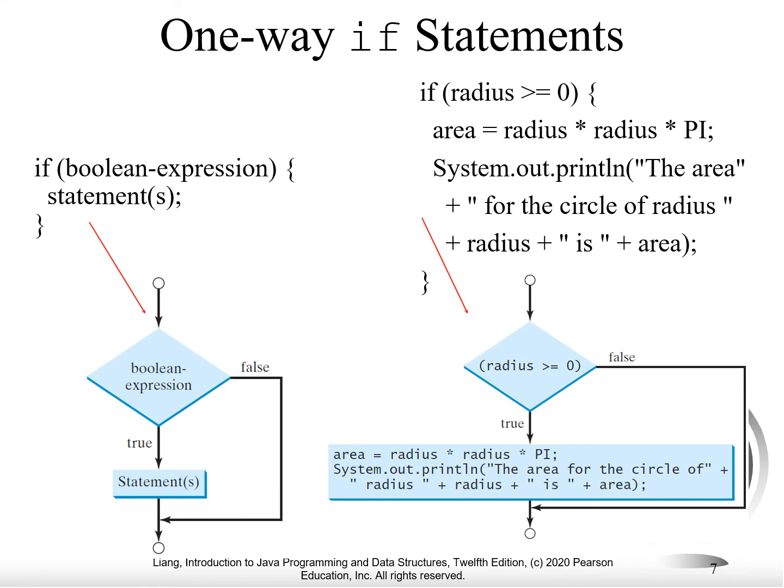If radius is greater than or equal to 0, we're going to perform the statements that appear in between those curly braces in that block of code. It's worthwhile to note that if the radius is less than 0, the computer simply skips over that block of statements in between those curly braces.